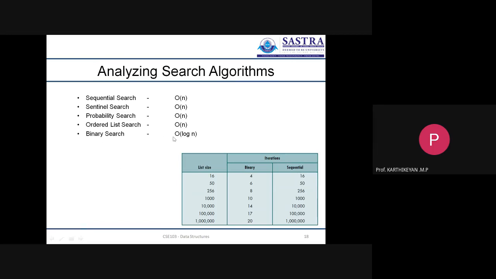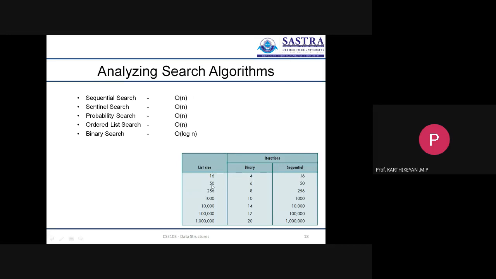So binary search will take O of log n as its efficiency. A comparison table is given here. If the list size is 16, how many iterations does binary search require in the worst case, and how many iterations does sequential search require? See here, if the list size is 16, in sequential search we need to perform 16 iterations, but binary search will take only 4 iterations.